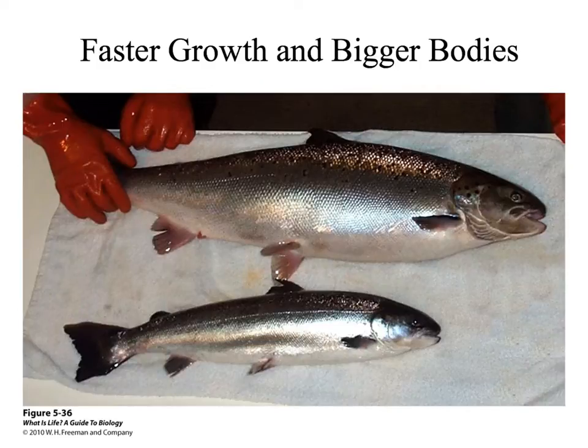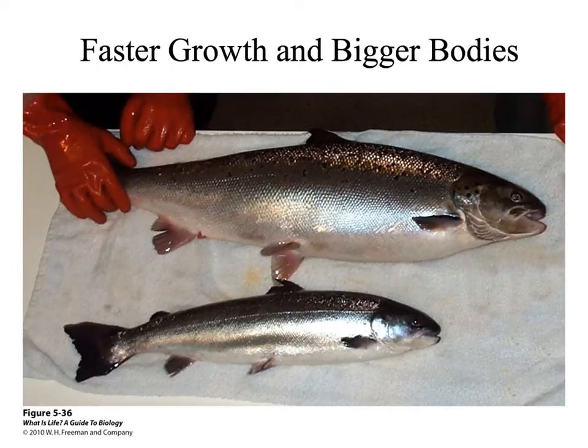The superfish can be raised more quickly and uses significantly less food than normal salmon, reaching market size within 18 months rather than 24 to 30 months. In taste tests, consumers cannot tell the difference between the transgenic and non-transgenic salmon. The benefits here are a larger fish that is producing more food for people.